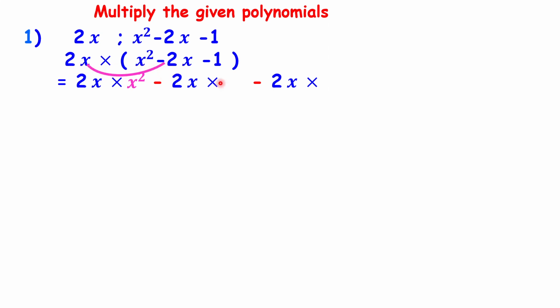Therefore, 2x into 2x. Which is the third term in the trinomial? Negative 1 is the third term of the trinomial. Therefore, give the sign negative and then multiply 2x to the third term 1. Now, we have to take the multiplication of 2x and x square.